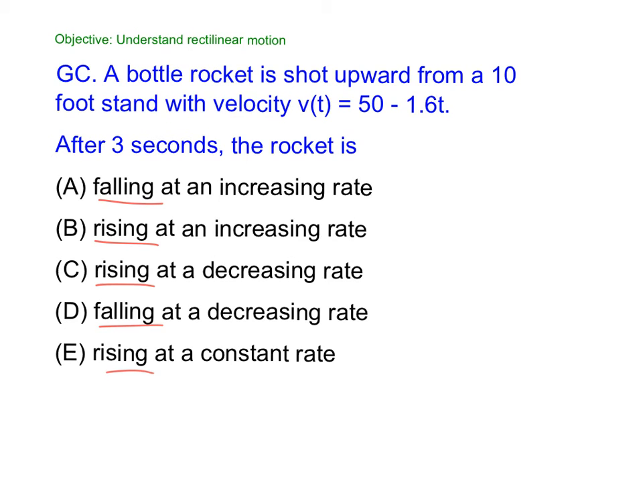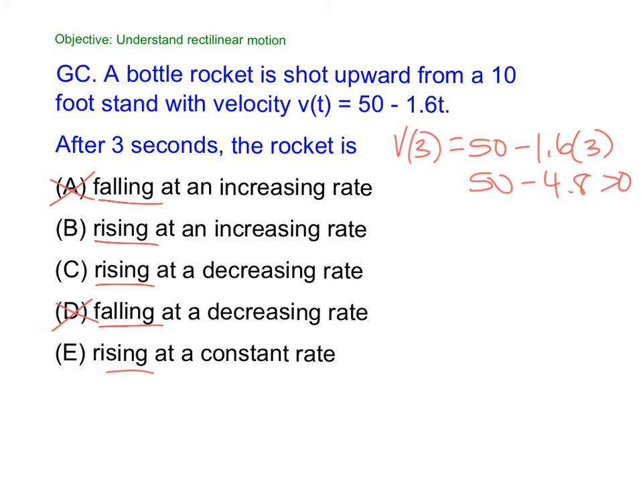So let's find v of 3. So v of 3 is 50 minus 1.6 times 3. 50 minus, what's that, 4.8? So that's greater than 0. So I know that because that's greater than 0, the rocket is rising. So I can cross off A and D. Now, is it rising at an increasing rate or decreasing, right? Increasing, decreasing, or constant for E.